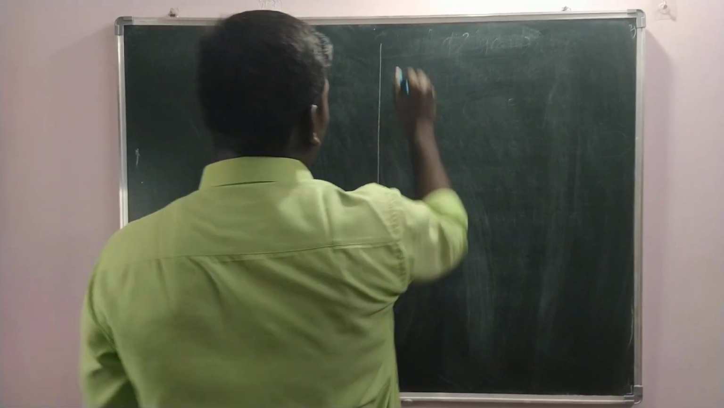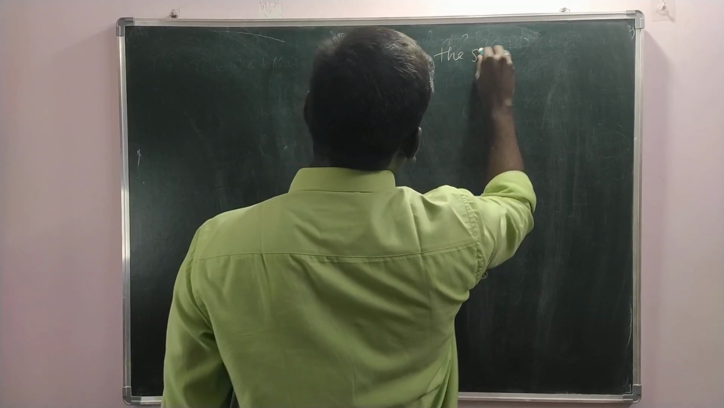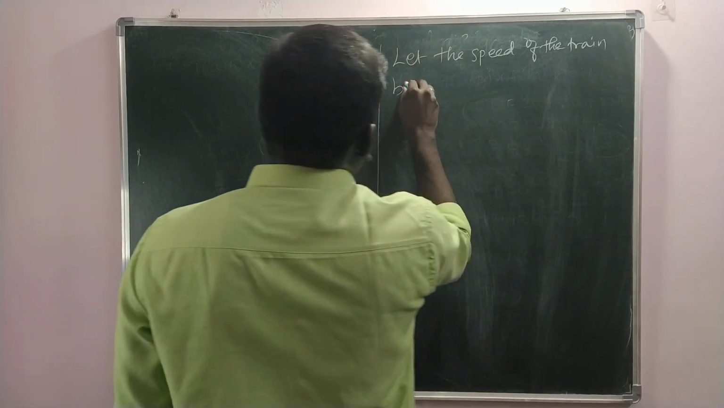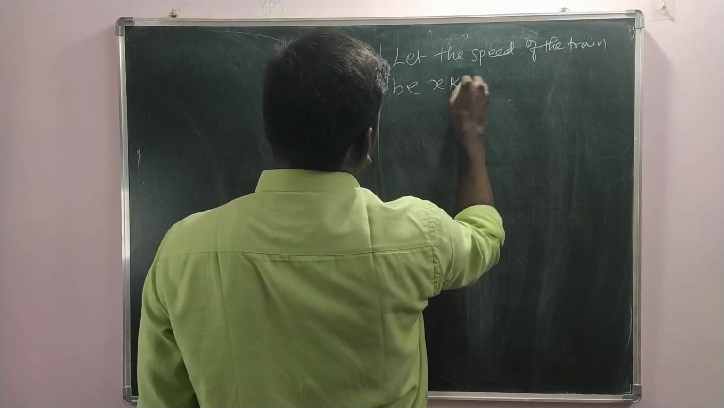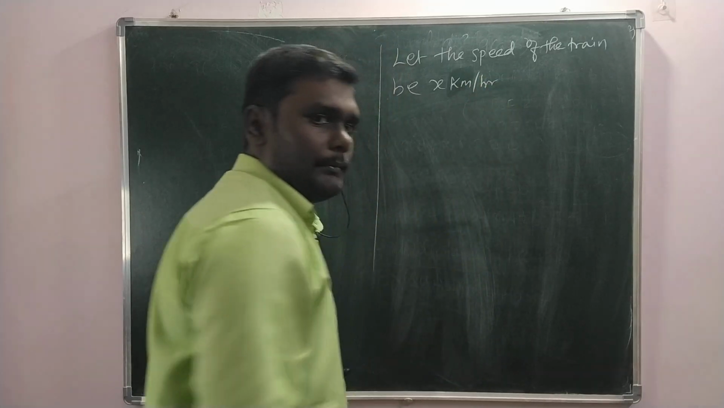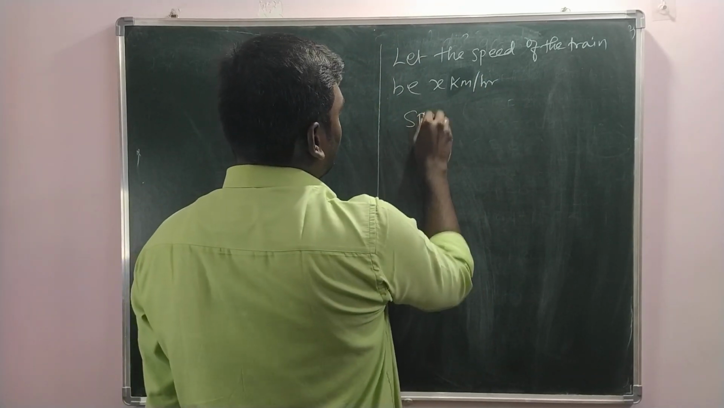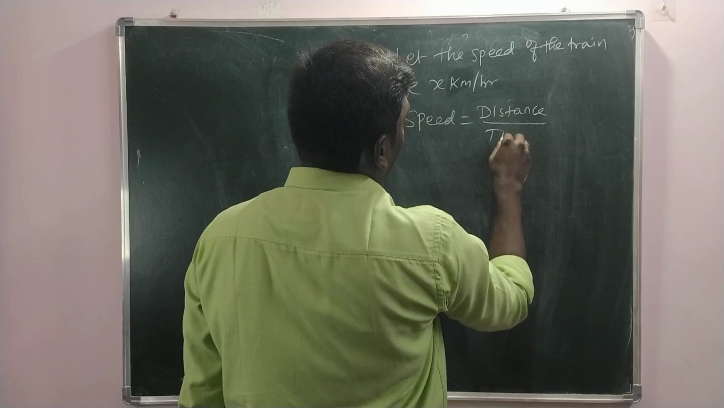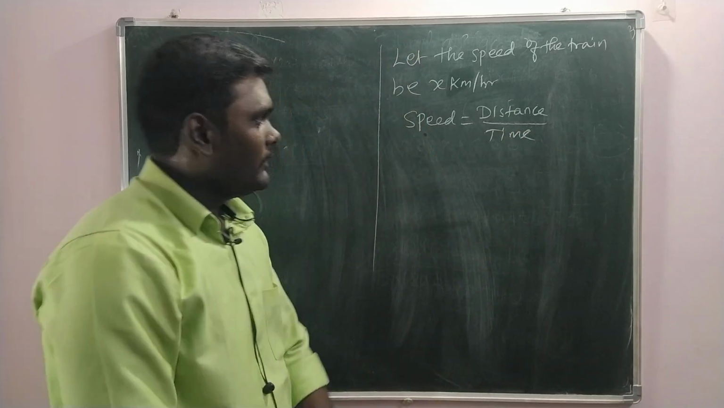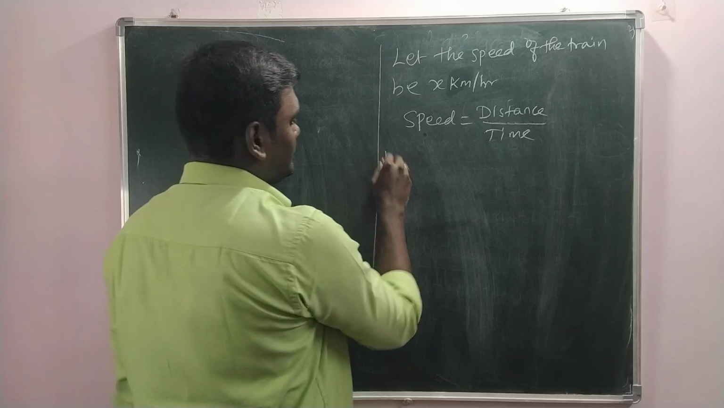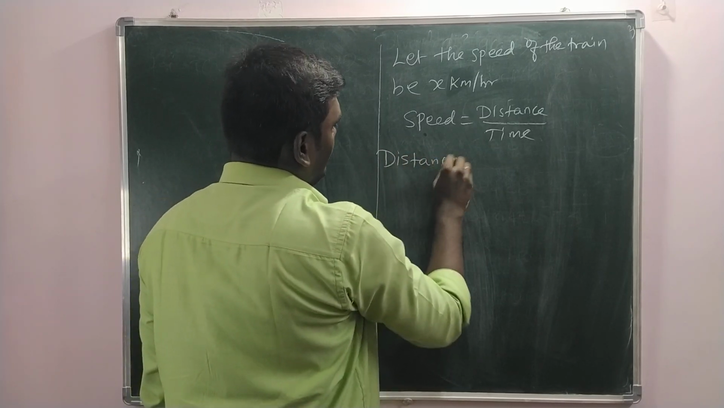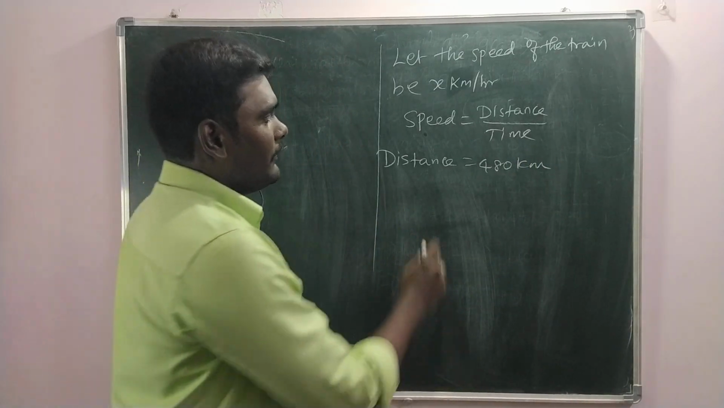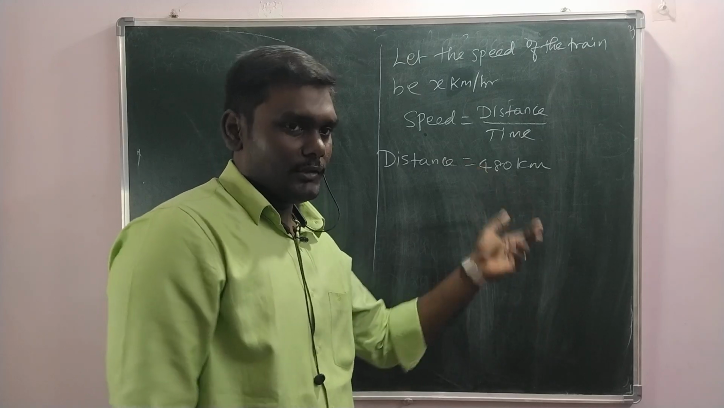Let us assume the speed of the train be x kilometer per hour. Then we have the formula: speed is equal to distance by time. So in this, the speed we assumed, and the distance we know. What is the distance? Distance is 480 kilometer. So we rewrite the formula based on the time, which is what we should find.